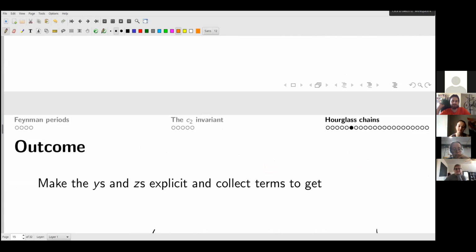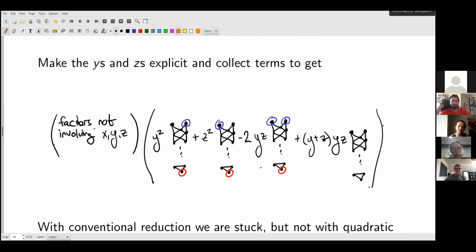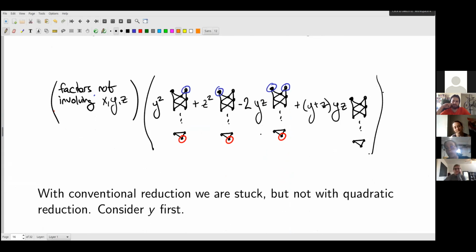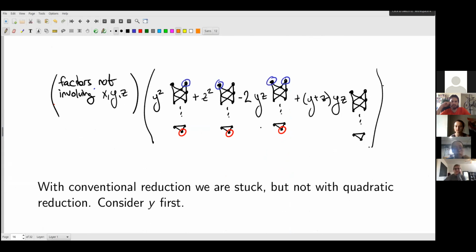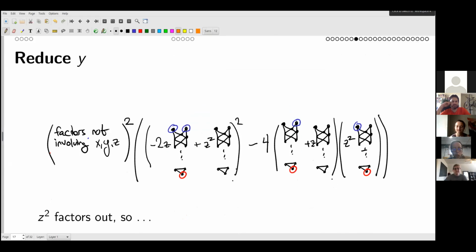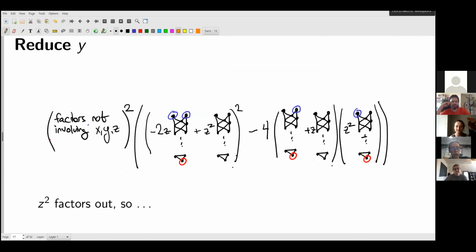You get something. You can also make the y's and z's explicit. And now this is the point that at conventional denominator reduction, you're stuck because it doesn't factor into linear factors in any of the variables. Okay, but we can do the quadratic denominator reduction, and that's what you do. So you do quadratic denominator reduction. That's why everything is squared, and the y is gone because you reduced y.